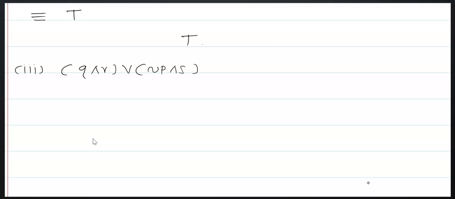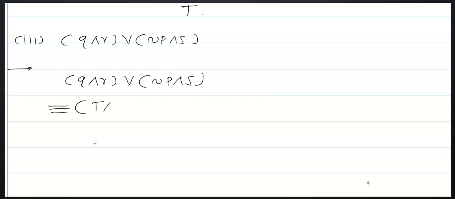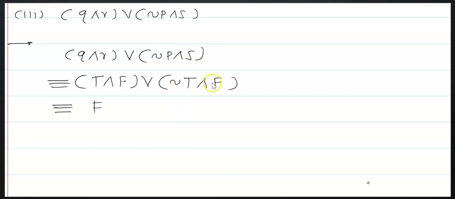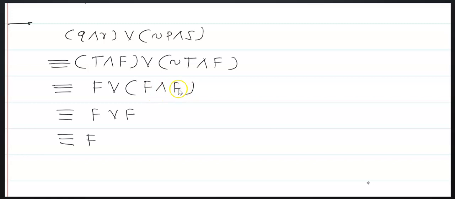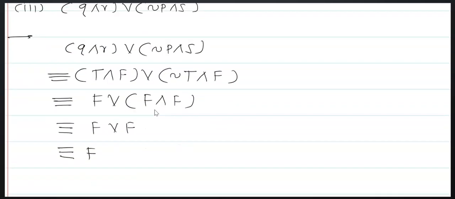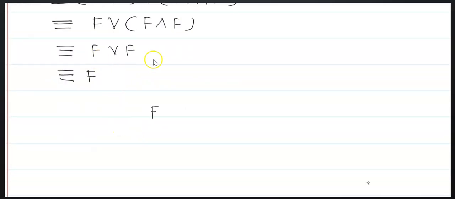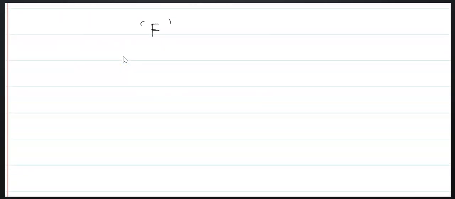Next is Q and R or negation of P and S. Now Q is T, R is F. Now T and F is F or negation of P means negation of T, S is F. Now this is T and F is F or negation of T is F and F. Now F and F is F. F or F is F. For the OR statement, if one of them is true, then it is true, otherwise false. Now here both of them are false. Therefore it is false.